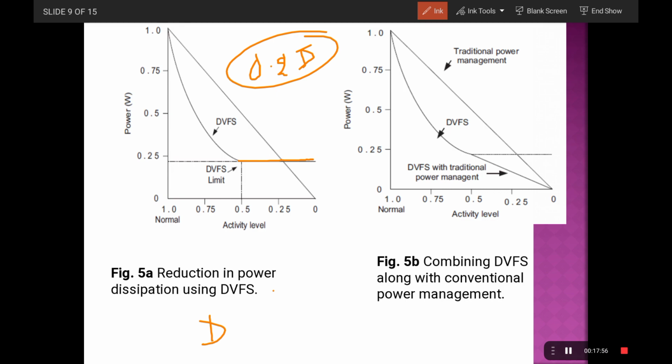If you are performing traditional power management, this is the situation. If you apply power gating, that is power management, the power dissipation can be reduced like this.